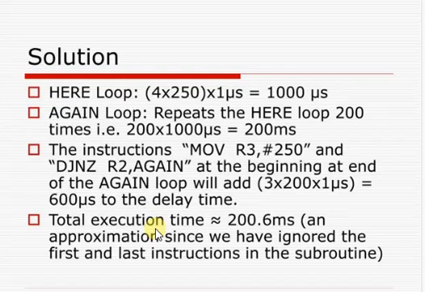Here the inner loop is equal to 4 into 250 into 1 microsecond, that is 1000 microseconds. Again the loop repeats 200 times, 200 into 1000, that is 200 milliseconds. Again here, that is 600 microseconds. Finally, the total execution time is 200.6 milliseconds approximately. In this way the loops will be calculated.